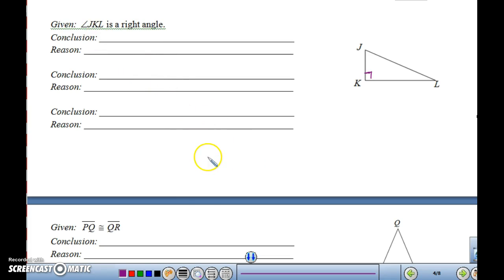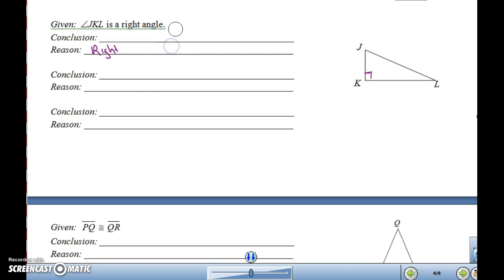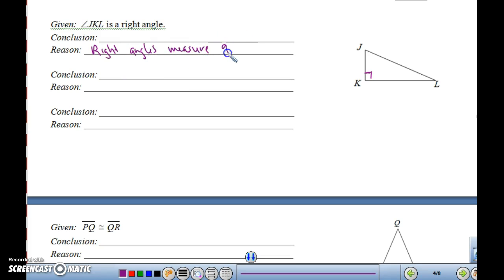Well, what do we know about right angles? Well, we know that right angles measure 90 degrees, right? So our reason would be right angles measure 90 degrees. Oops, sorry about that. We would say the measure of angle JKL is equal to 90 degrees. Reason, because right angles measure 90 degrees. We know that.